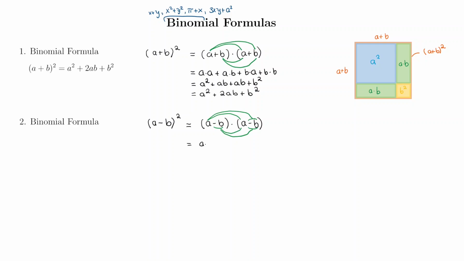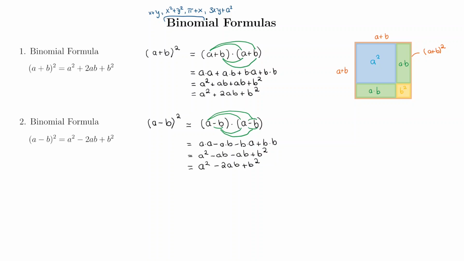We get A times A, minus, from here, A times B, minus B times A, minus B times minus B, which is plus B times B. Okay, and we can rewrite that as A squared minus AB minus AB plus B squared. Then we can, of course, put the two AB's together, which then is A squared minus 2AB plus B squared.